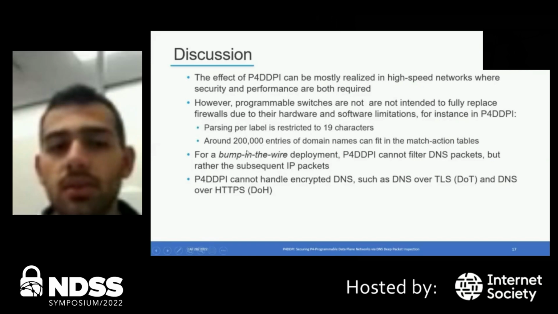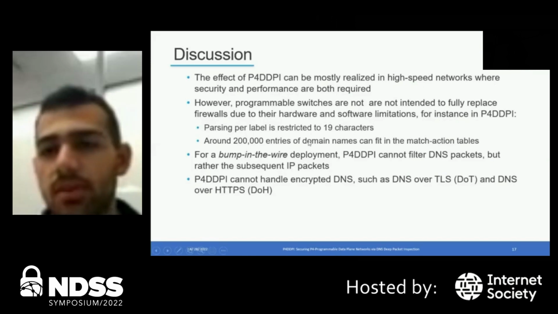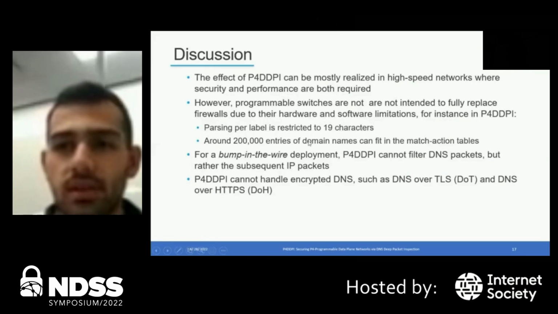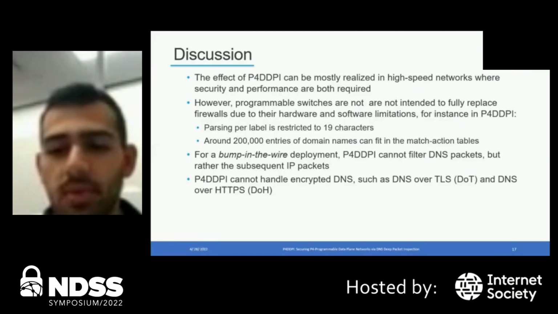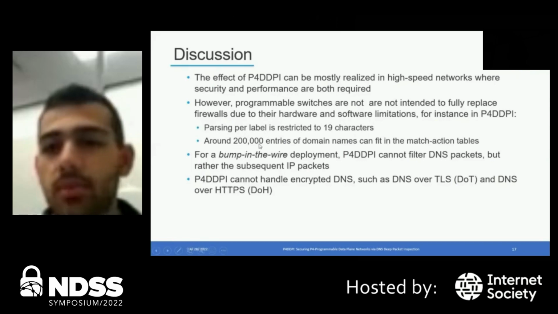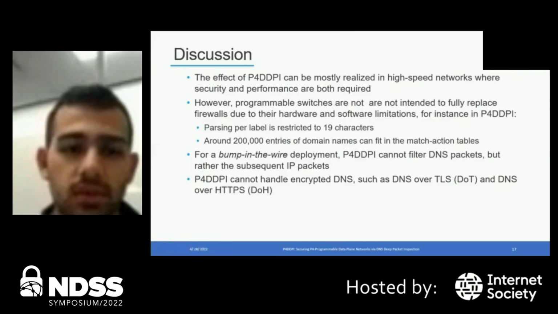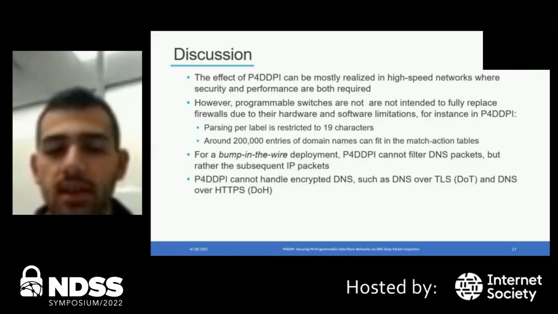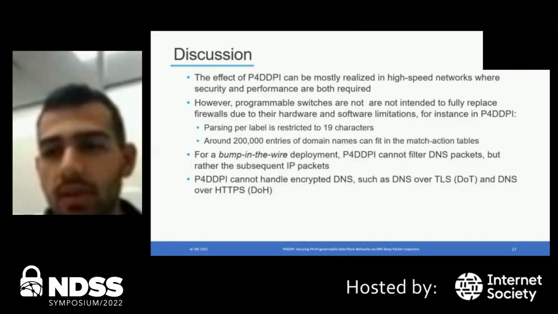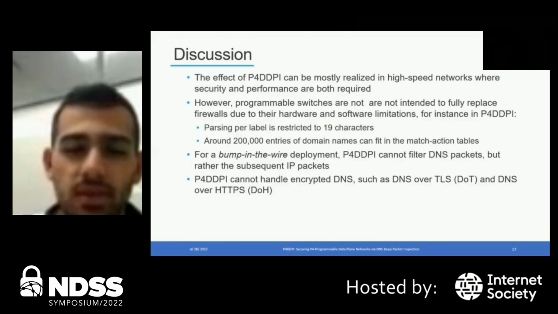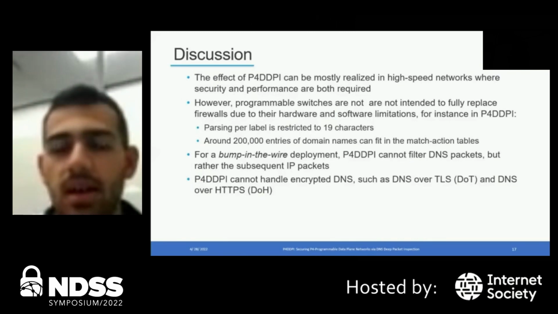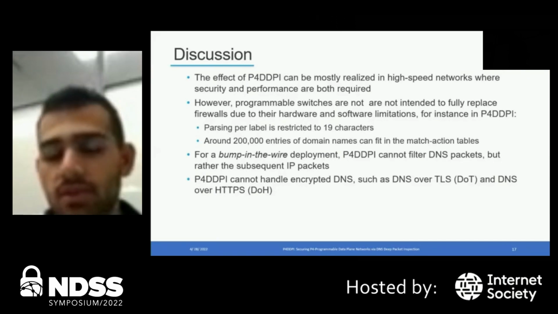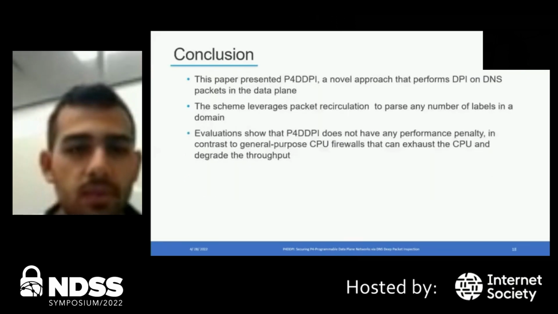And we can only store 200,000 entries in the domain. So if you want to perform domain name filtering, you can only store up to 200,000 in the data plane. More than that, you will need the control plane to store these rules. Also, we can't handle encrypted traffic, but this is not restricted to the P4 language. It basically applies also to a general purpose CPU.